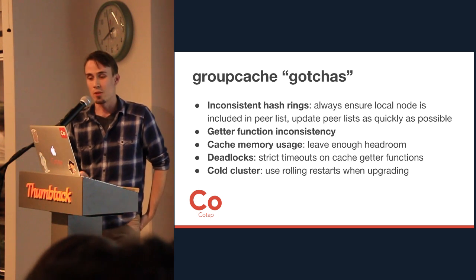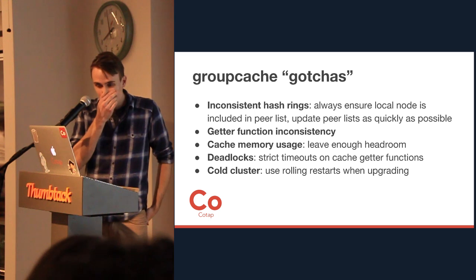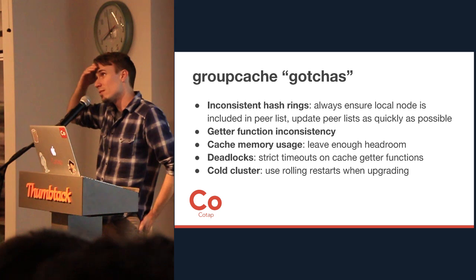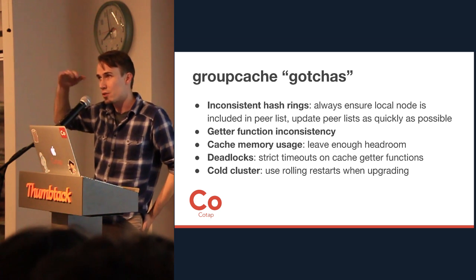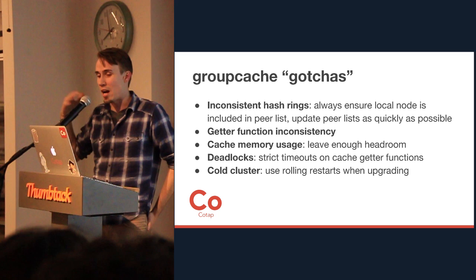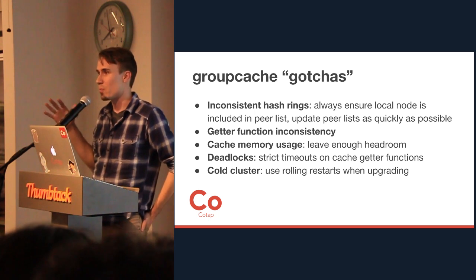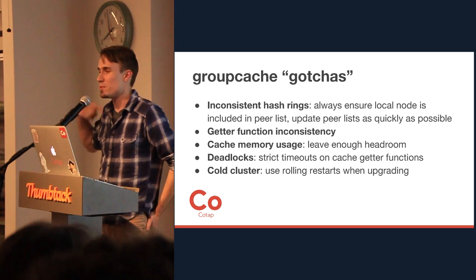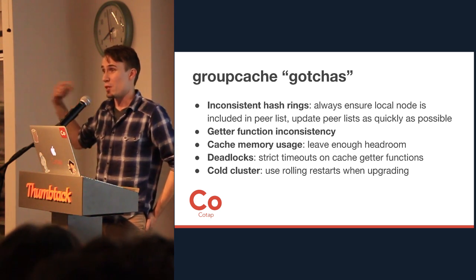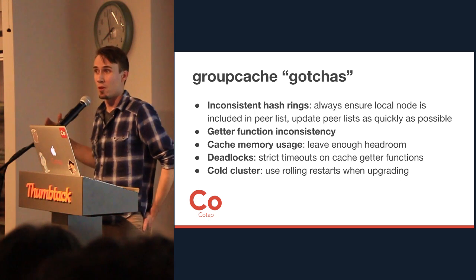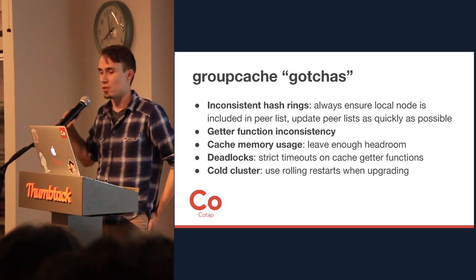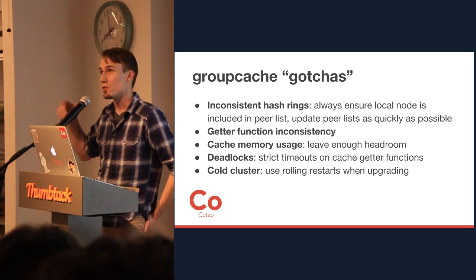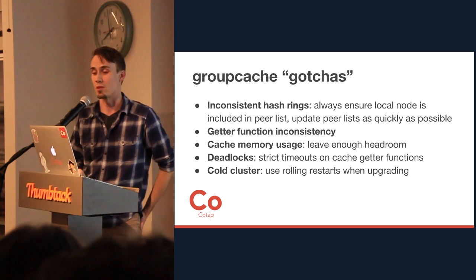And then a few gotchas. So we ran into a few interesting problems. One of them early on was inconsistent hash rings. So Groupcache, it's not a strictly distributed hash table, so it doesn't actually keep track of your hash table on its own. You kind of have to make sure that the peer list is consistent across your cluster. So always make sure that the local node is included in the peer list, and you have to update those peer lists as quickly as possible. So if a node goes down, make sure that all the other nodes know about it, or else basically more of those requests will hit bad nodes, and it'll start trying to generate those locally, and you'll have increased CPU usage across the cluster.